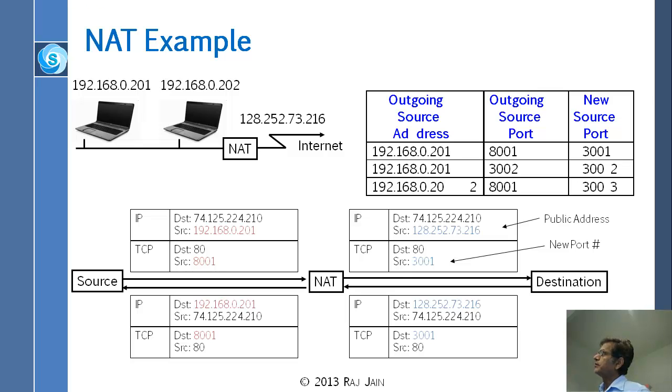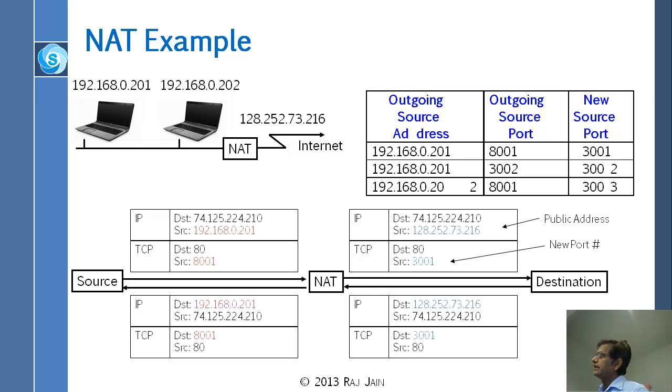Actually, it's not a random number. It is smartly put in by the row number. So it says, okay, in row number 3001 I have remembered this entry, so it will put that number here. And then the packet goes to the destination. The destination basically reverses these, so the source becomes destination and destination becomes source, on both IP and TCP.